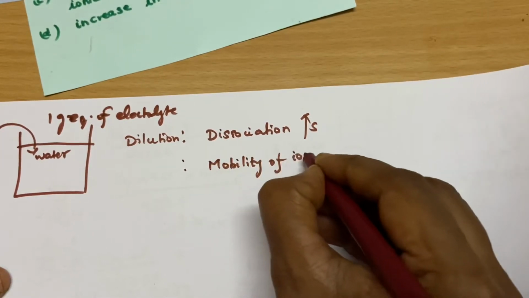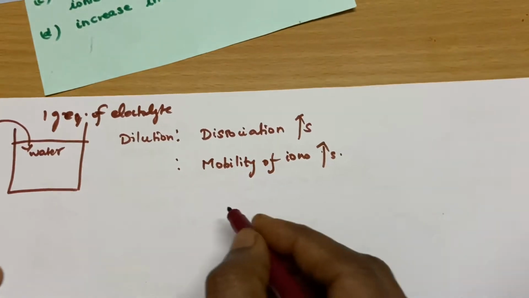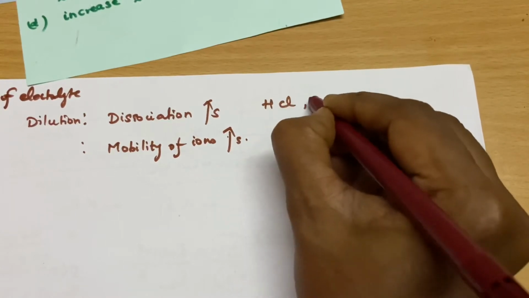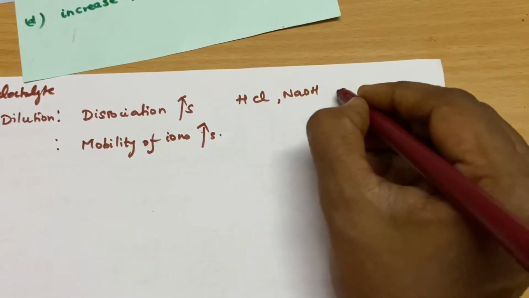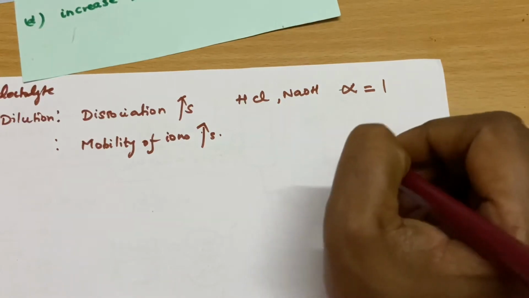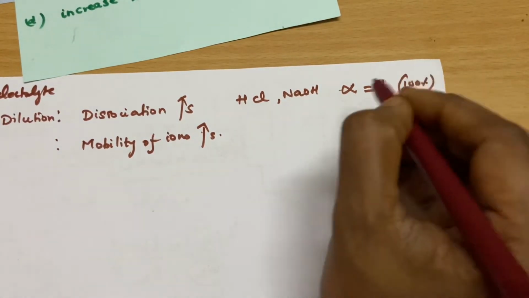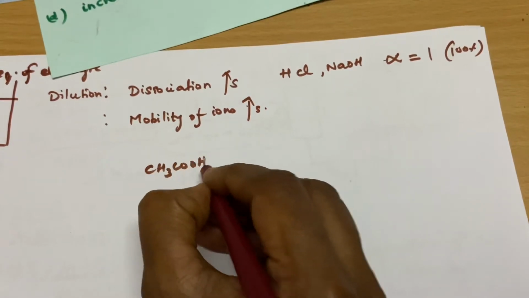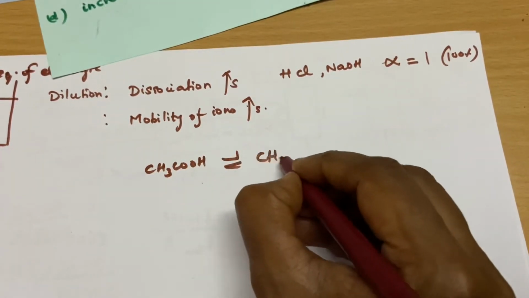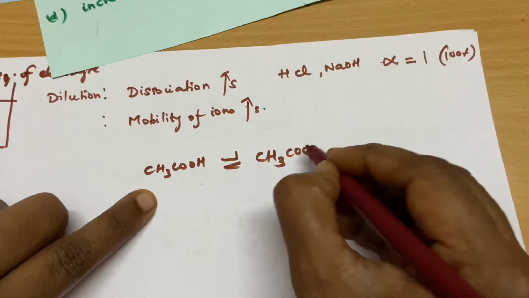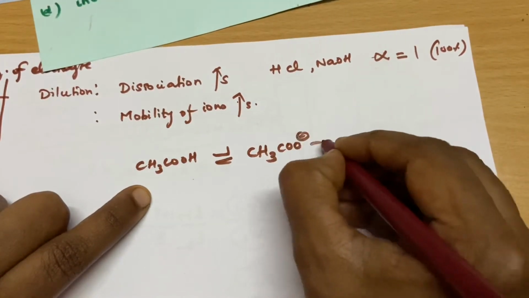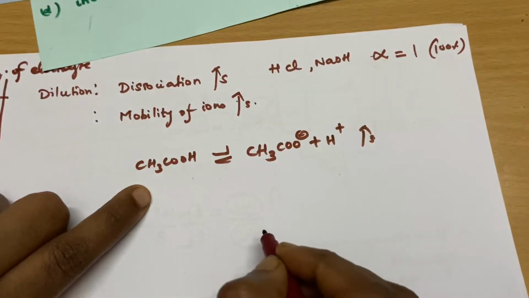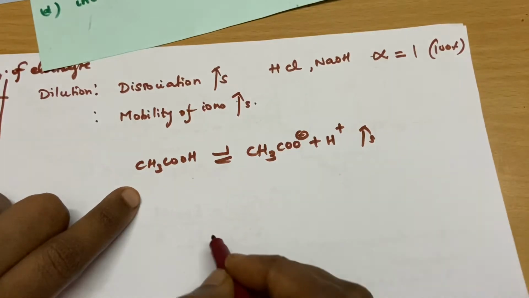But for strong electrolytes such as HCl or sodium hydroxide, the dissociation is already 100%. It need not dissociate. But for a weak electrolyte like acetic acid, its dissociation is very poor. So while diluting, the dissociation increases, and the mobility of the ions also increases.